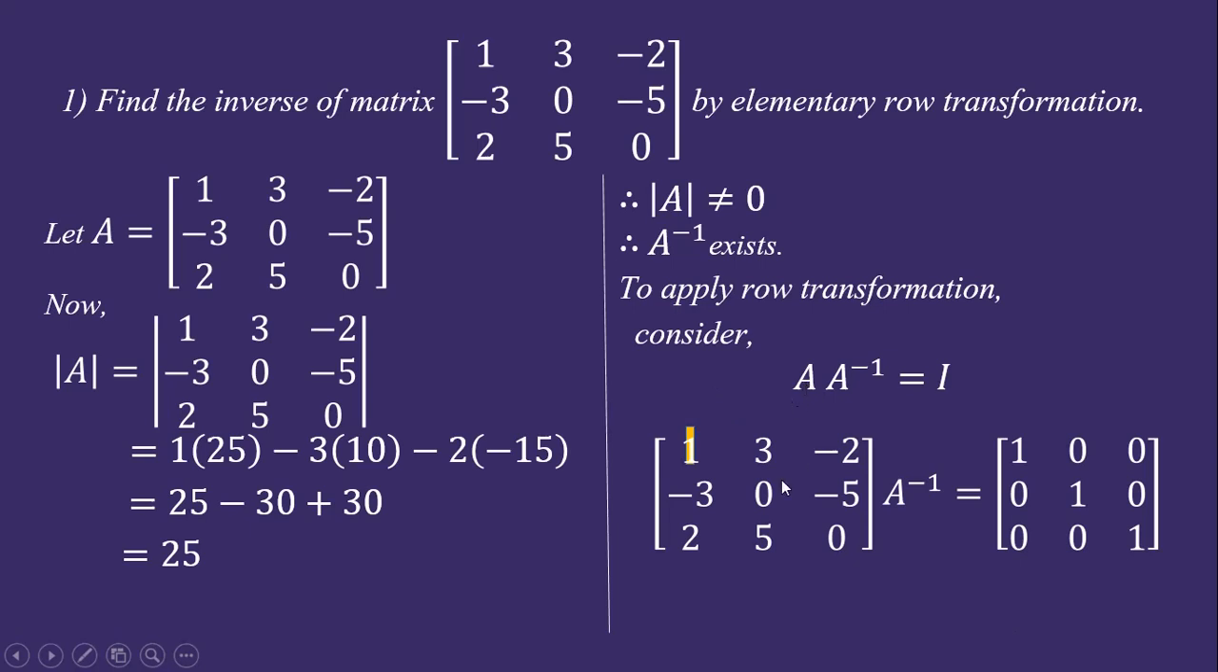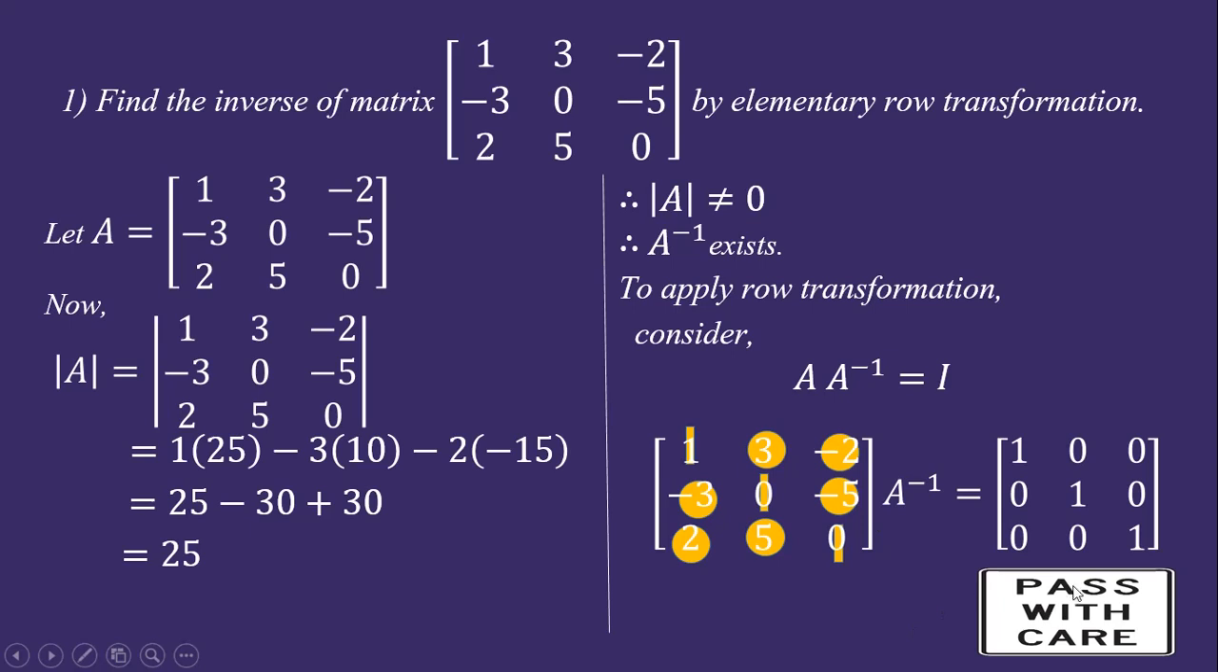Now we have to convert this matrix A into an identity matrix by elementary row transformation. While applying row transformation, we adjust elements column wise. That is, first this element 1, then this 0, then this 0. Then second column. In the second column, first we adjust this middle element as 1, then these two 0. Then third column, we adjust first this element 1, then these two 0. So while applying row transformation, we adjust elements column wise. In each column, first we get 1, and then the remaining two zeros. Okay, pass with care. So remember this very carefully.